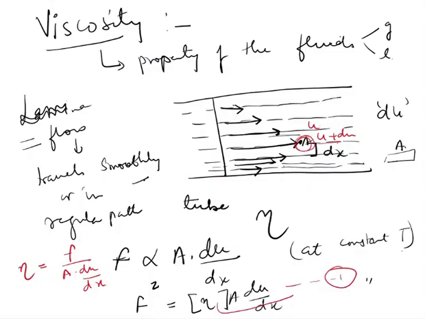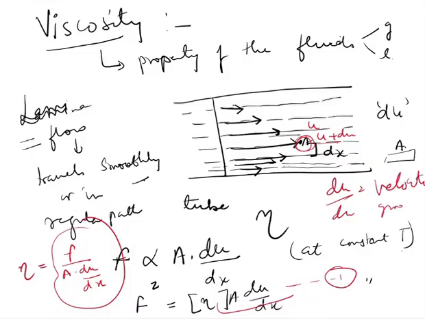So according to this equation, the coefficient of viscosity of a fluid at any given temperature may be defined as a force per unit area per unit du by dx. We all know this is velocity gradient. Du by dx is known as velocity gradient. You don't need the details of this, you must already know it, okay class. So it is defined as the force per unit area per unit velocity gradient.